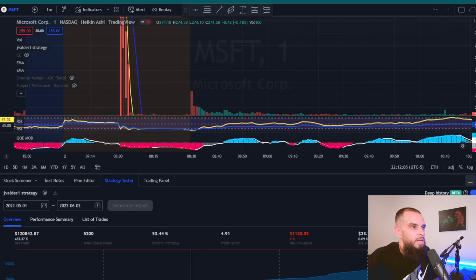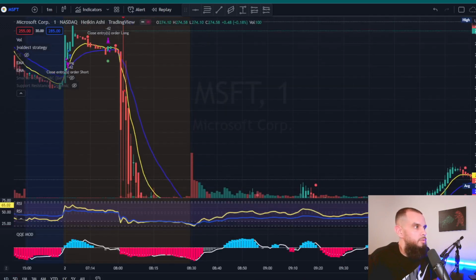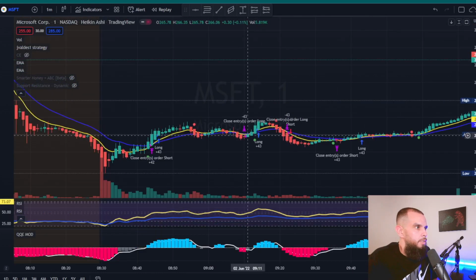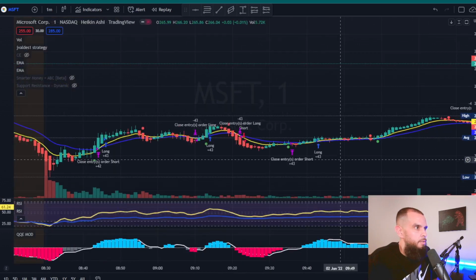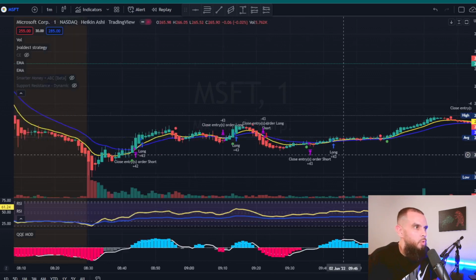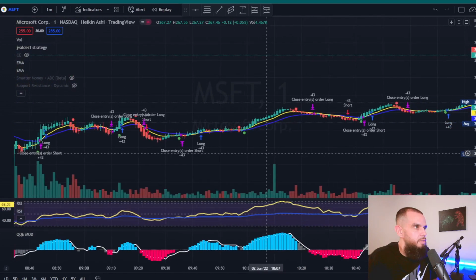So let's look at Microsoft and see some of the signals for the 1 minute. So here it asked me to go long at 265 and then close the long entry at 266. Not much gain there. So here it asked me to short at 265 and then close the short at 264. So little gains, little consistent gains.